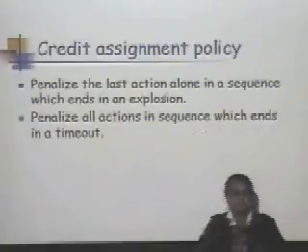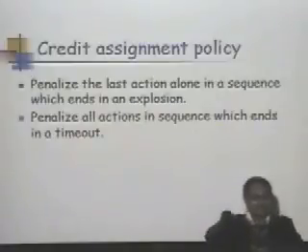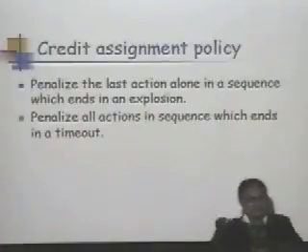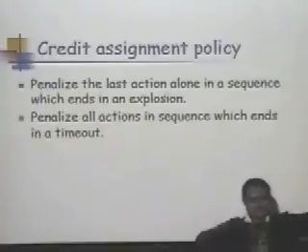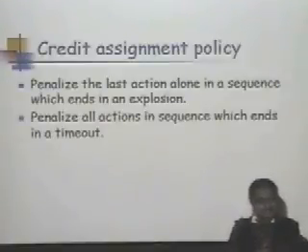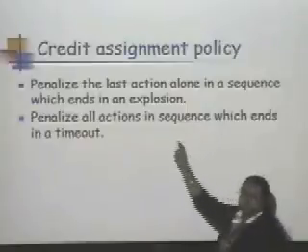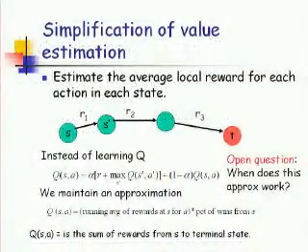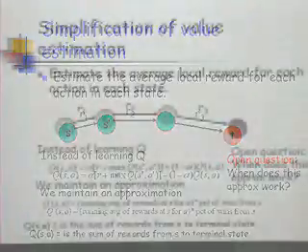So we penalize the last action alone in a sequence. You might have been playing darn well, but then you make a misstep and the submarine blows up. You shouldn't penalize the entire history, just that one action that got you in trouble. But when you time out, it means all those actions must be penalized because somehow it was the fault of the whole sequence. So if at the end you hit a mine, it's over? It's over. You start over. Correct.